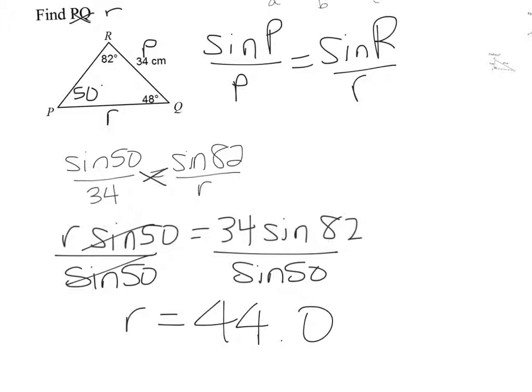So I get 44.0. And the units that they gave me for these side lengths were centimeters. So let's talk about this. So that gives me 44.0 centimeters. Let's think about that and see if that makes sense. If r is going to be 44, r is across from 82, so it should be bigger than the 34 that was across from the 50. So that answer makes sense. That checks out, and I am super happy with this answer.